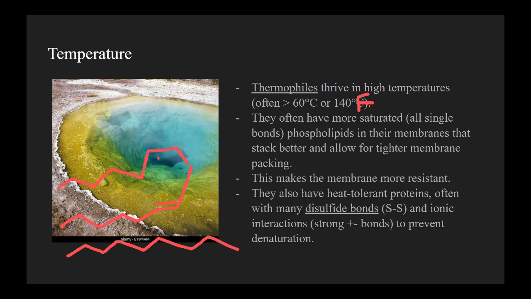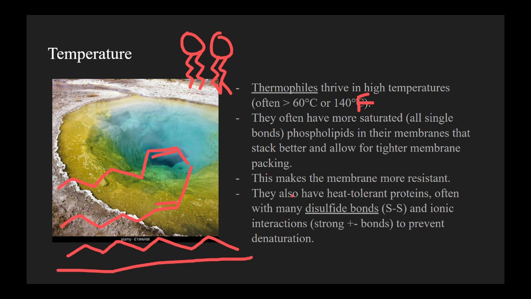So you can imagine if we have all saturated here, all zigzag, then these phospholipids are going to be able to pack together more easily. So you have these repeating zigzag structures that can pack together more easily. So the phospholipids are closer together, and that helps the membrane become stronger and resist melting.